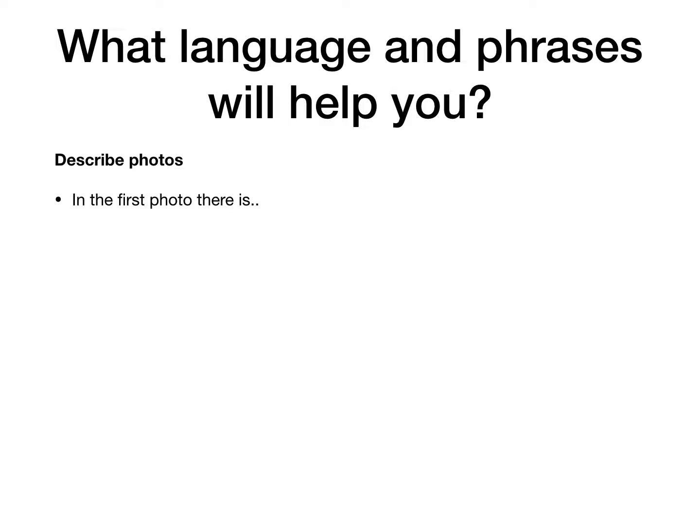So pause the video. Think of some things that you need to do in the exam task and some language that will help you. If you can't describe what this language is for, then just write down some useful phrases and maybe we'll categorize it later on. Or if you can only think of the things you need to do, for example, describe photos, then you can just write that heading down. Pause the video now, and in a second, I'll give you some examples.